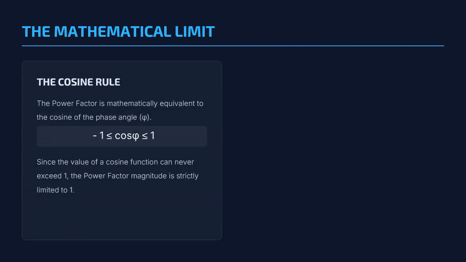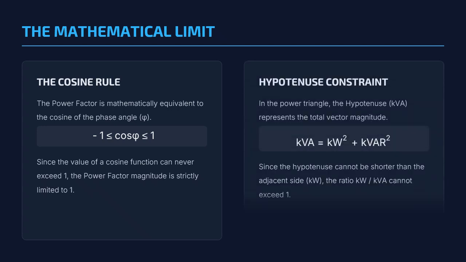The mathematical limit. This brings us to the hard mathematical limit. Since power factor is equivalent to the cosine of an angle, and the cosine function strictly oscillates between -1 and +1, the magnitude of power factor can never physically exceed 1.0.